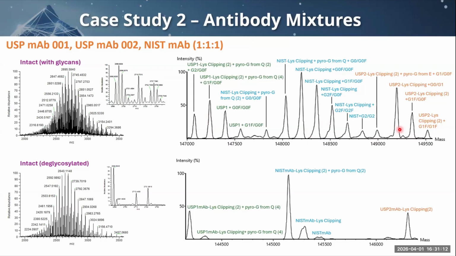These are all glycosylated. They are resolved for the 3 antibodies, so we're able to resolve the glycoforms. Here you've got the USB1 mAb in green, the NIST mAb in blue, and the USB2 mAb in orange. So we're able to detect glycoforms at the intact level. If we look at the deglycosylated spectrum, once again, we're able to see all 3 antibodies resolved without any glycans.